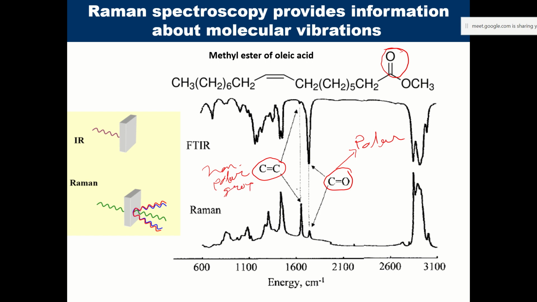तो जब ये CC वाला expand करेगा, contract करेगा, the dipole moment change is negligible, but the polarizability change would be high. So this is active in Raman. So ये Raman spectrum में clearly दिख रहा है. CO वाले में polar bond है, इसको अगर आप stretch करेंगे, compress करेंगे, there will be huge change in the dipole moment. So this is strongly active in IR. It shows a very small peak in Raman. Weakly Raman active but strongly IR active.